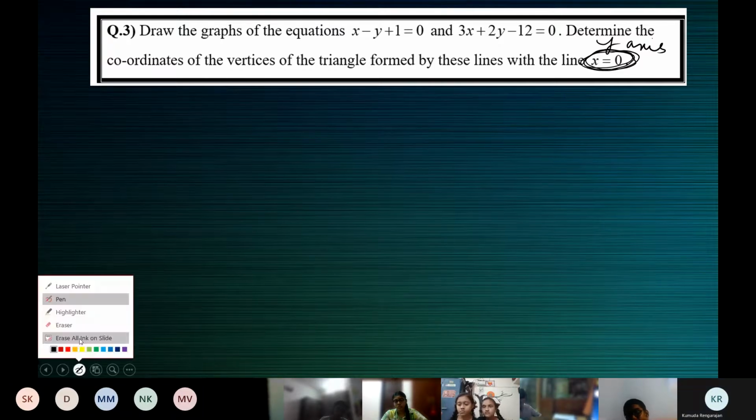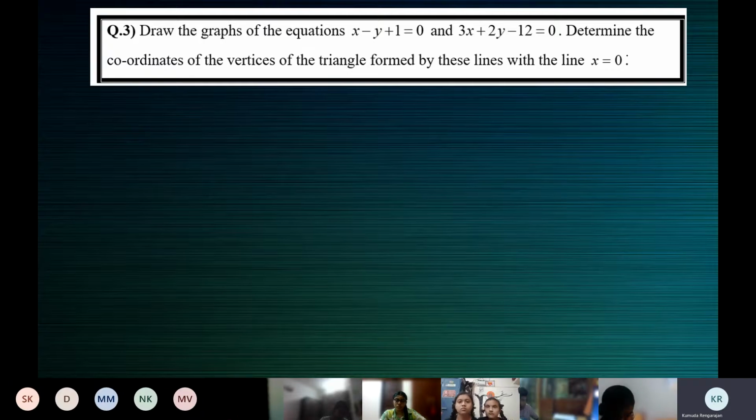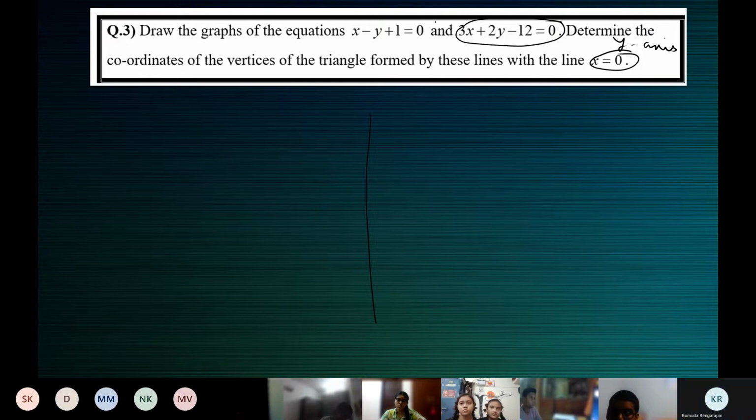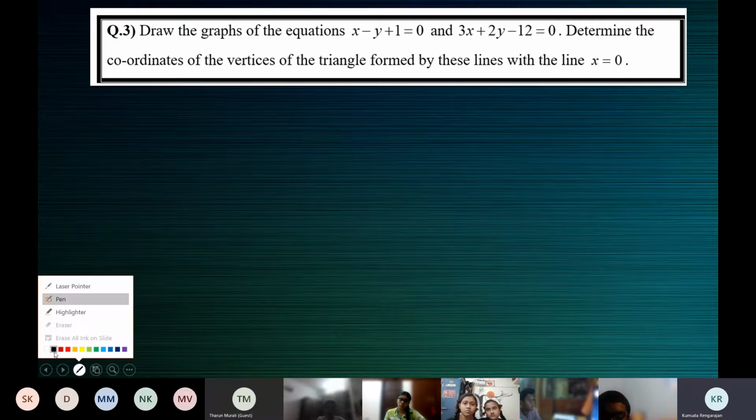Okay, children. For this equation, you don't have to make the xy table because x is equal to 0 represents the y-axis. So we have that line already. Now for this, you should make the xy table, plot the points, and supposing you get the lines like this, children, please look at your screen.